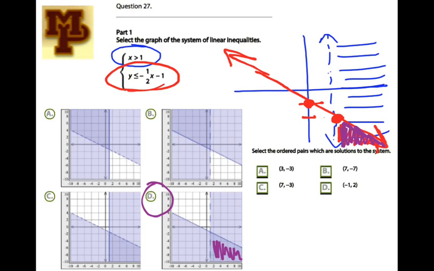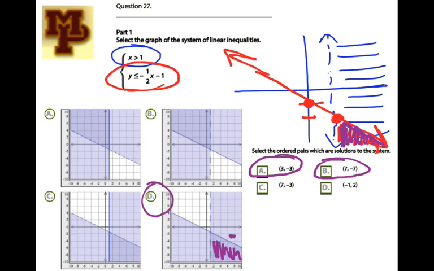3, -3 looks like it's in there. So I'm going to pick that one. 7, -7, let's see, 7, 7, -7 looks like it's in there. 7, -3, 7, -3 doesn't look like it's in there. 7, -3 looks like it's about here.